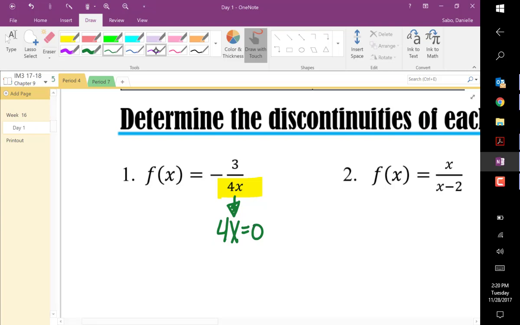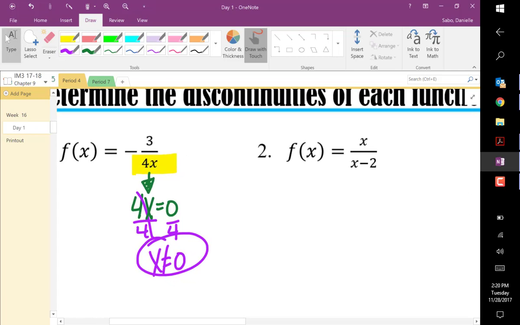What would I do to both sides to solve like you did yesterday? I would divide. Very good. And that's why I get x equals 0. But remember, it's a discontinuity. So I'm actually going to write it as x can't be 0 because it does not exist there. Really, you're just solving when you're finding the discontinuity.